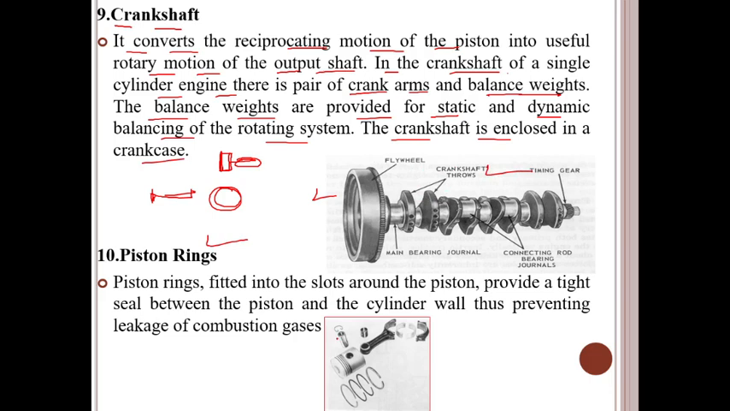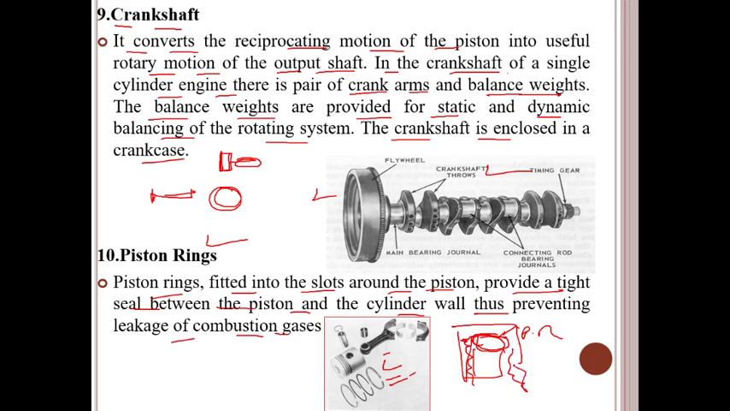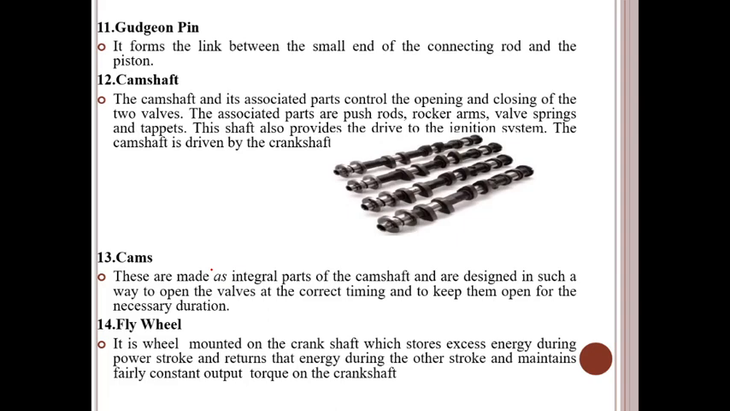Another component is the piston rings. These are mounted over the pistons. Piston rings are fitted into the slots around the piston. There is a piston, it has small slots, and on the slots the piston ring will be fitted. They provide a tight seal between the piston and cylinder wall, thus preventing leakage of the combustion gases. So when the piston is put into the cylinder, there is no leakage of gases. This is achieved by using the piston rings.